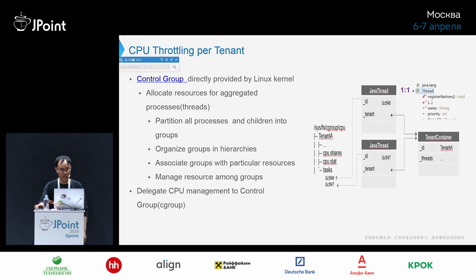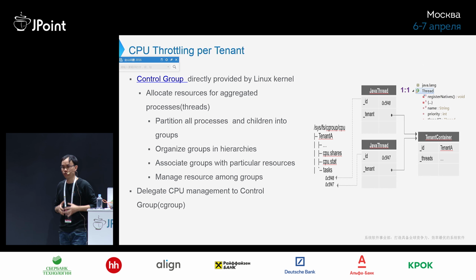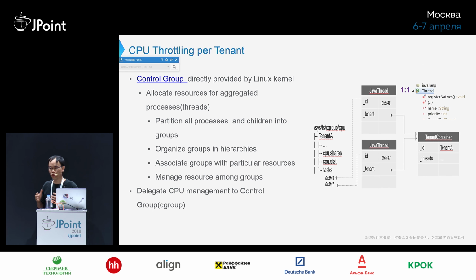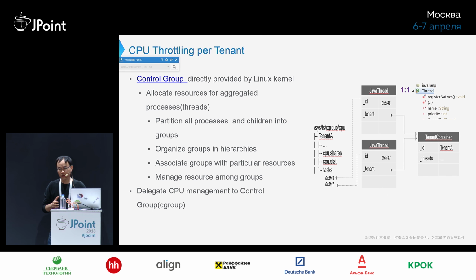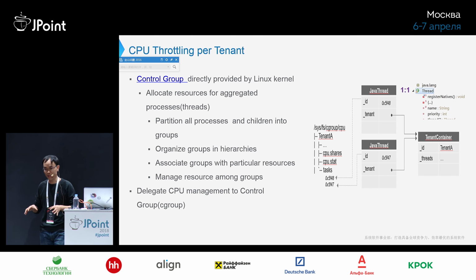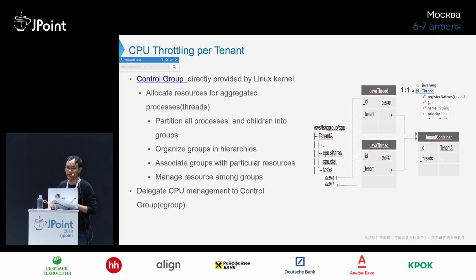Let's come to a key question: how does multi-tenant JVM do CPU management for a tenant? We implemented this feature on Linux on the x64 platform. Linux provides control group functionality. By using control group, it allows you to partition processes into different groups, and then you can set a different consumption policy for each group so that you can limit the resource consumption of each control group.